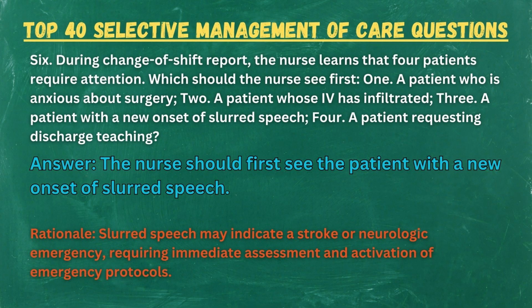Answer. The nurse should first see the patient with a new onset of slurred speech. Rationale: slurred speech may indicate a stroke or neurologic emergency, requiring immediate assessment and activation of emergency protocols.